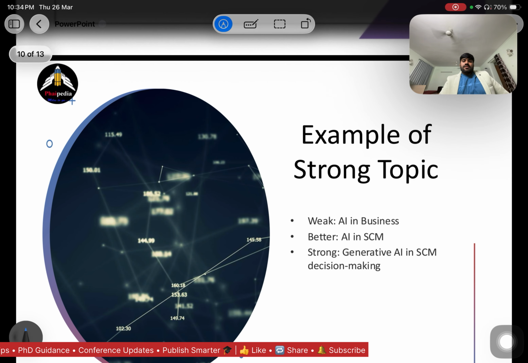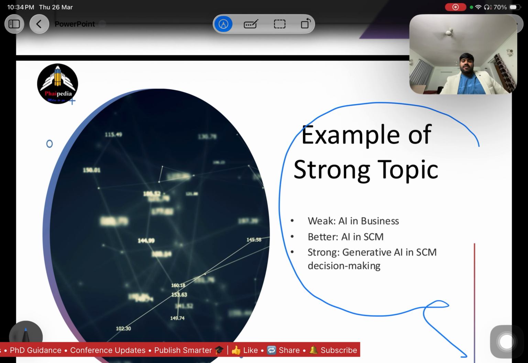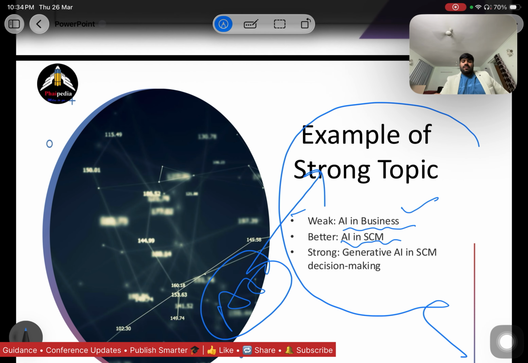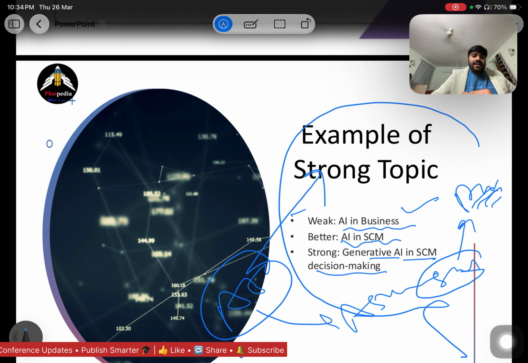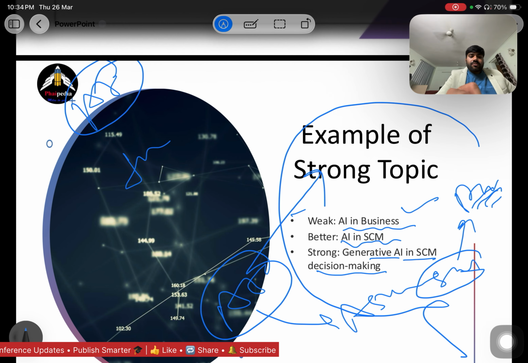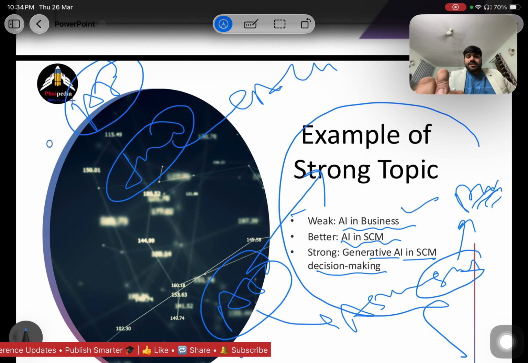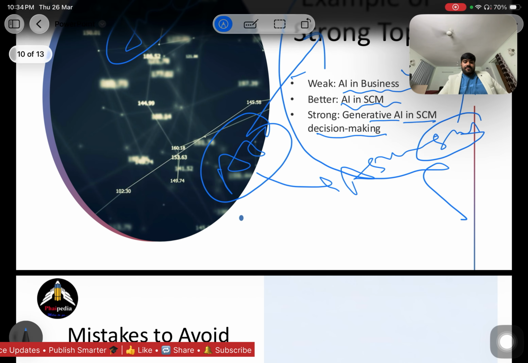Okay, example of a strong topic. A weak topic is basically AI in business. Okay, but better is AI in supply chain, like we can say AI in operations, or AI in operations and supply chain management, in particular product supply chain. So this is better. And we can say a strong topic is generative AI in supply chain decision making. So from AI to AI in operations, then AI in operations to supply chain, to a particular product supply chain. So narrow down your research area.